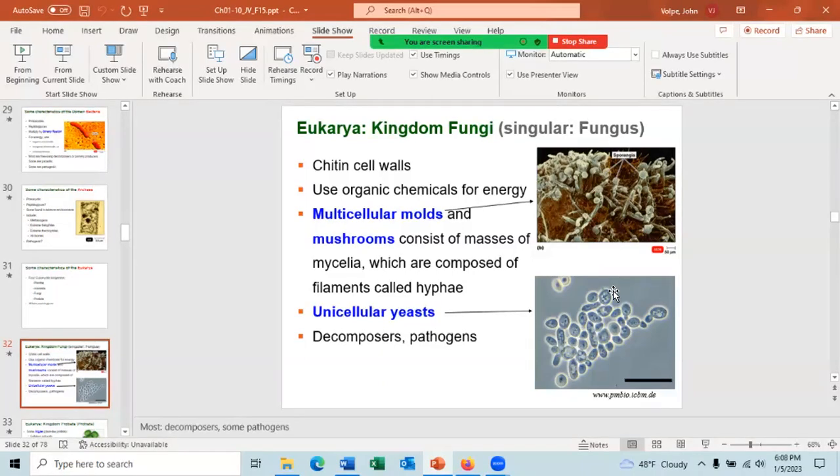Yeasts, on the other hand, are not multicellular. They are singular. Most of the yeasts are decomposers, but some of the yeasts are pathogens. Any question about that? For example, a pathogen yeast is Candida albicans, and that yeast can cause human disease.